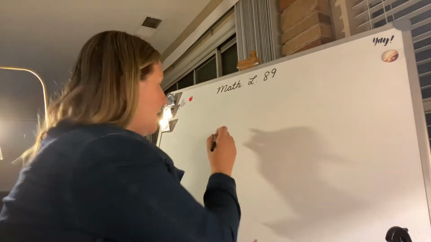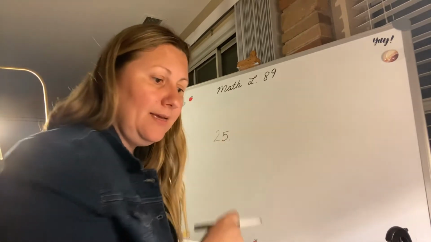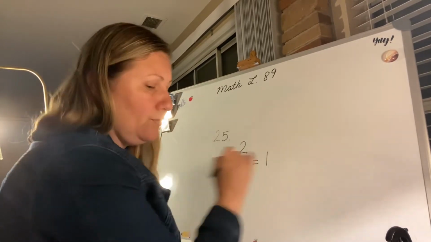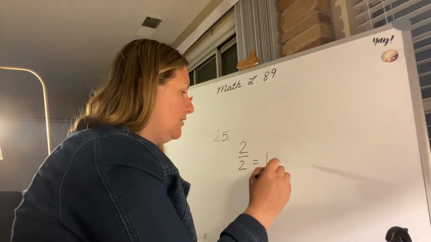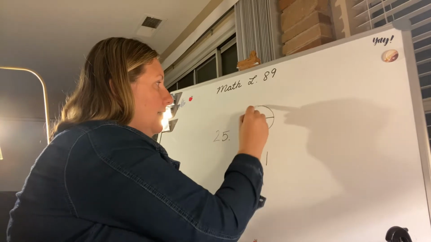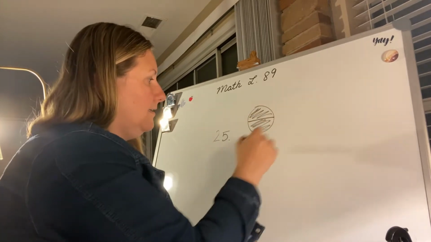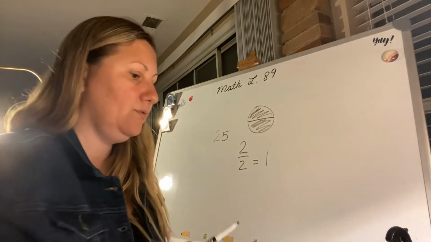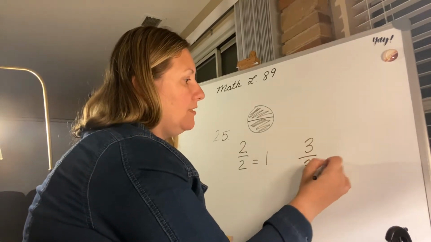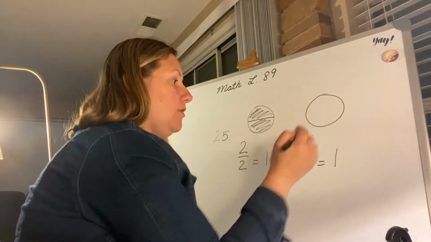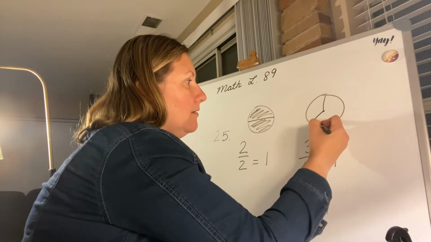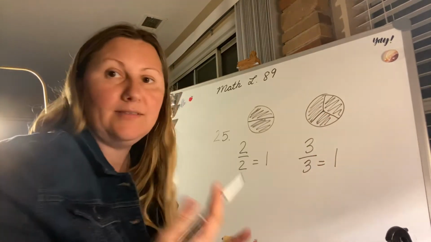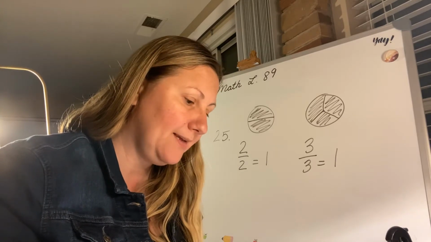Okay, number 25 is our next star problem, which says, this circle shows that 2 halves equals 1. It showed a circle cut in half, and 2 halves is the same as 1 whole. Now it says draw a circle that shows that 3/3 equals 1. So now we need to show 3/3 equals 1. Let's draw a circle, cut it into 3, maybe something like that, 1, 2, 3. 3 shaded out of the 3 equal parts is 1. Make sure you write that down.